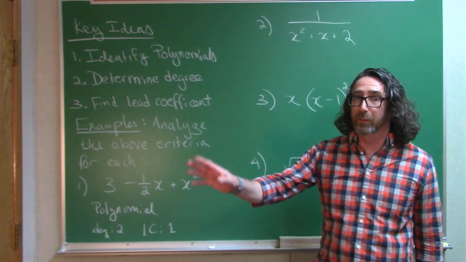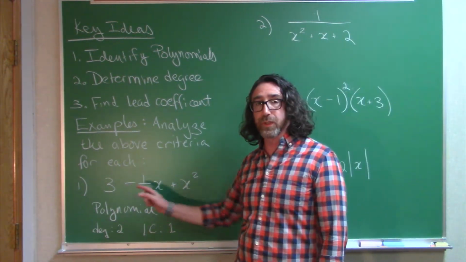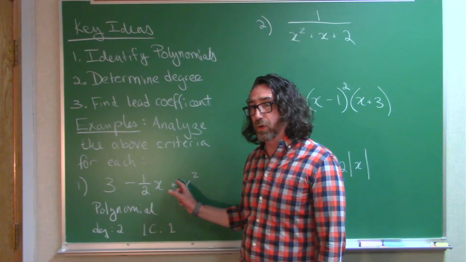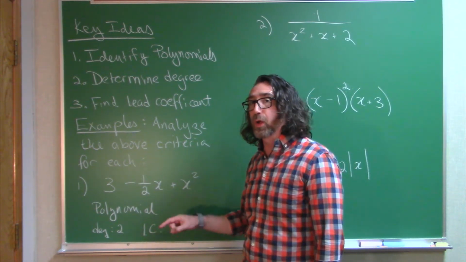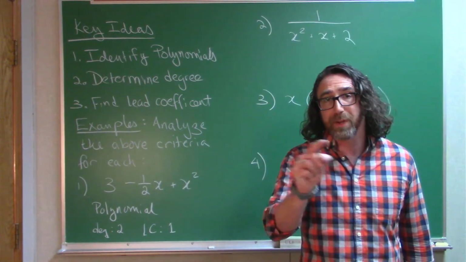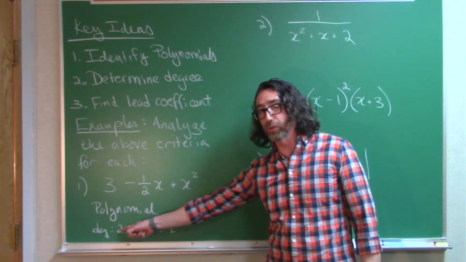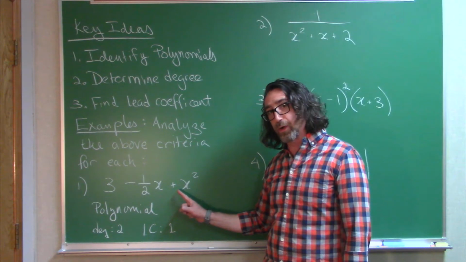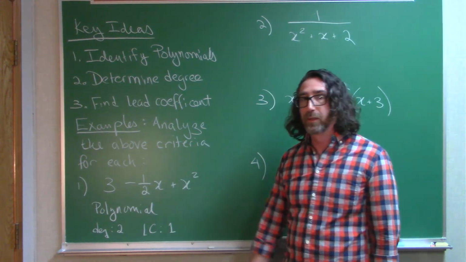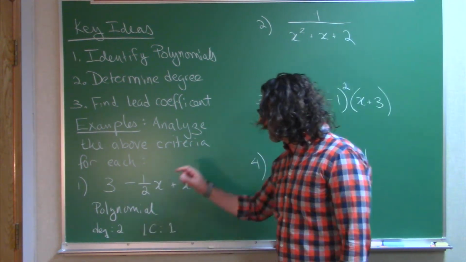Once again, you've got to be a little bit careful when you're finding your lead coefficient. Make sure you scan all the terms. The lead coefficient is the coefficient of the highest power of x. So here the highest power of x is 2. It's degree 2. What's the coefficient of this term? The coefficient here is 1. So this is degree 2, lead coefficient 1.